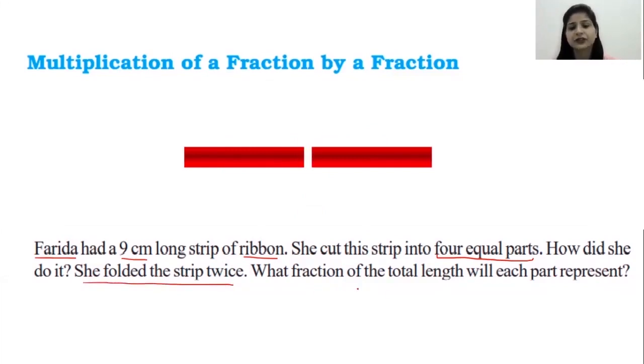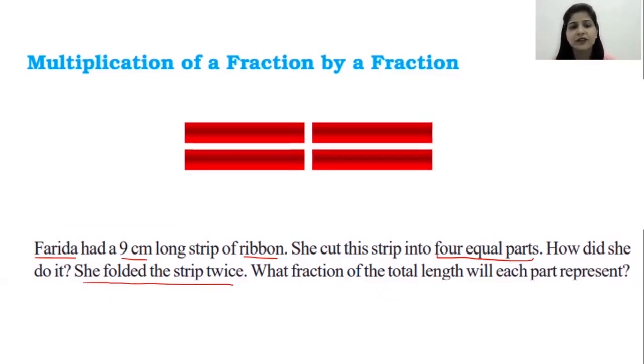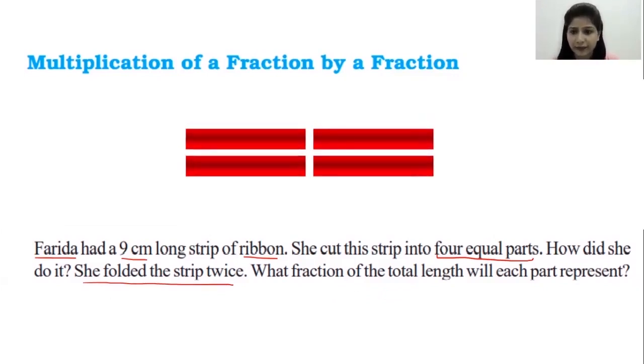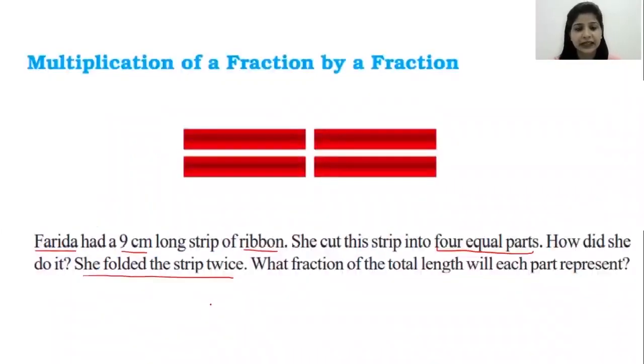What fraction of the total length will each part represent? First, she is folding it one time. So what will she get? 9 upon 2, right? We are dividing 9 into 2 equal parts. Now we are again folding it, so actually we are taking half of 9 upon 2.